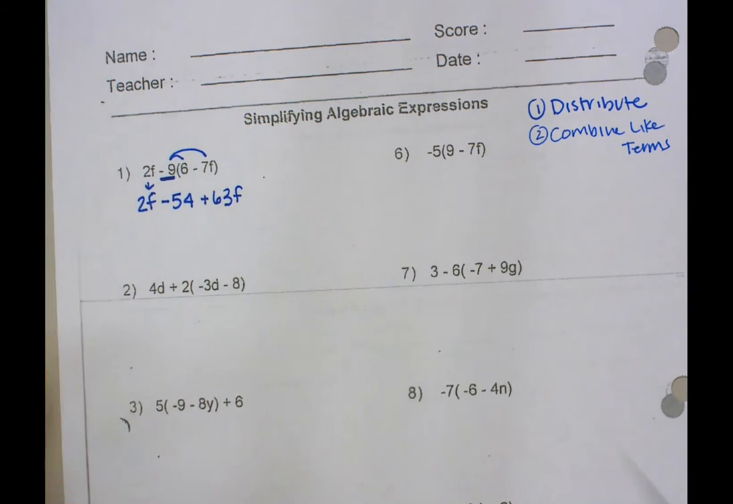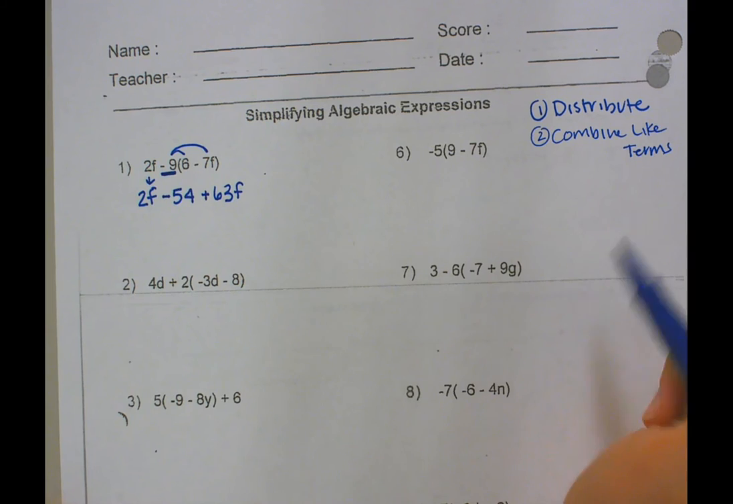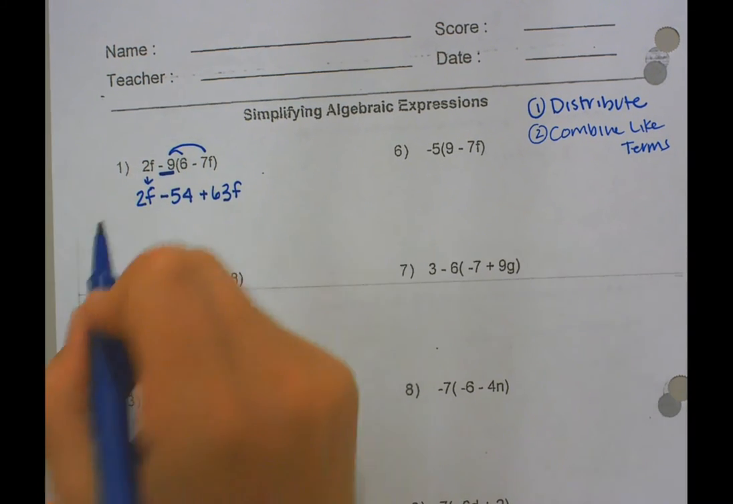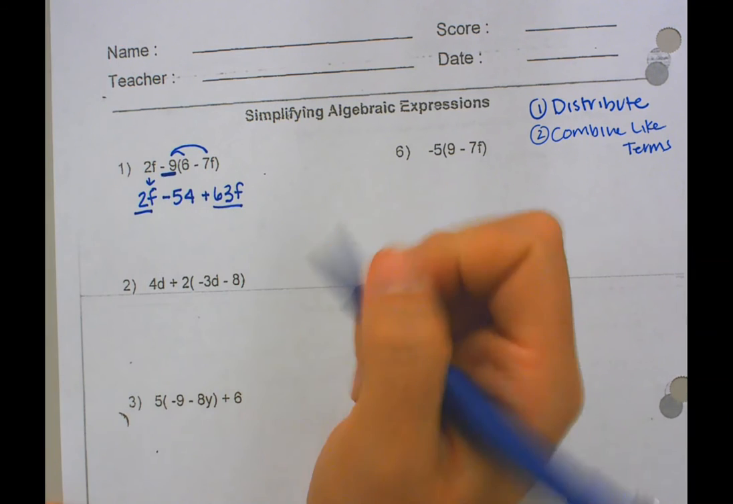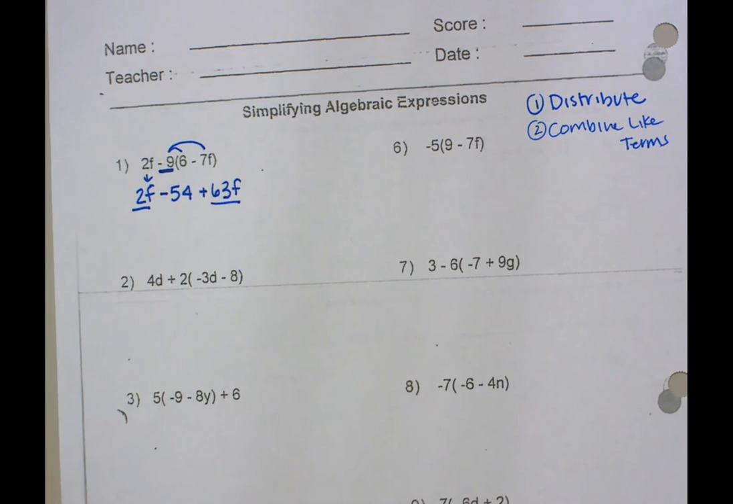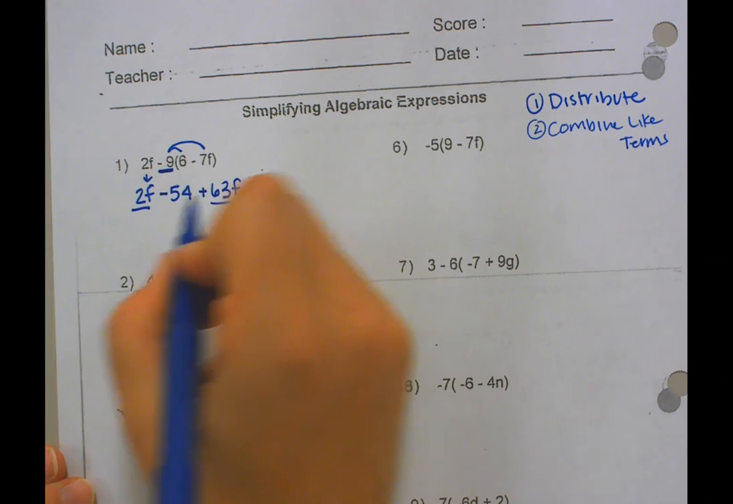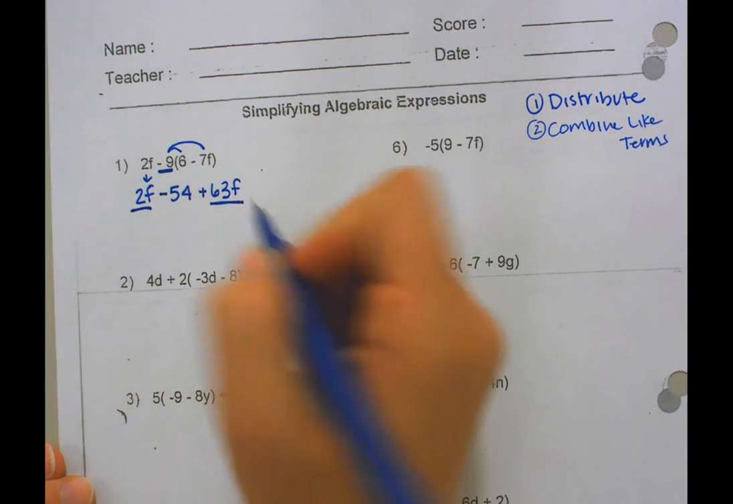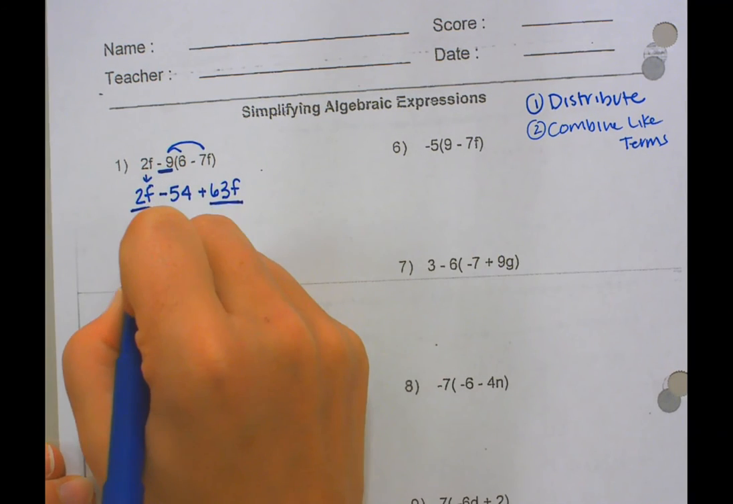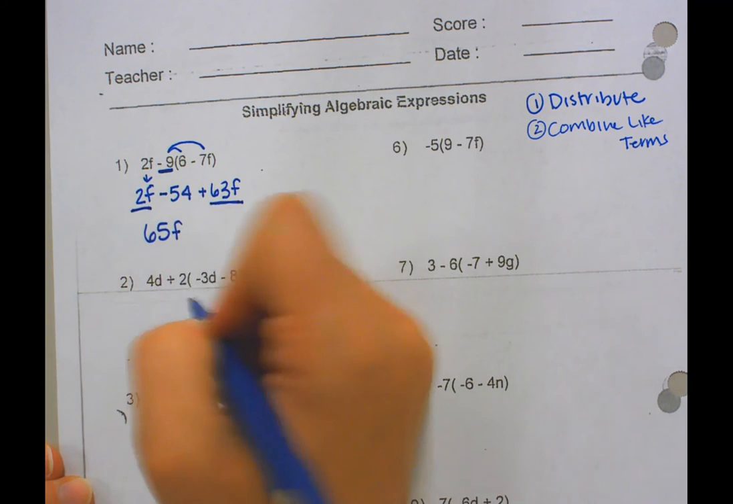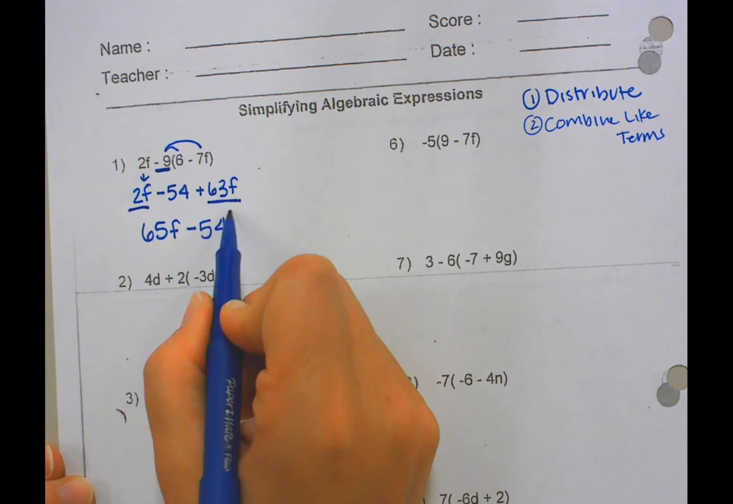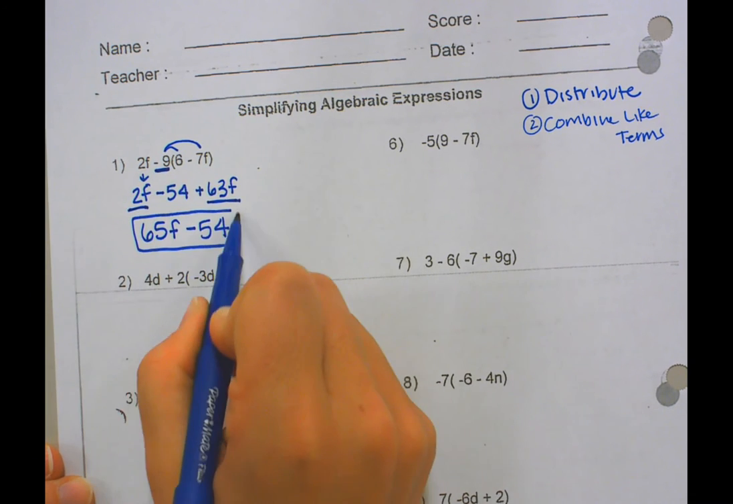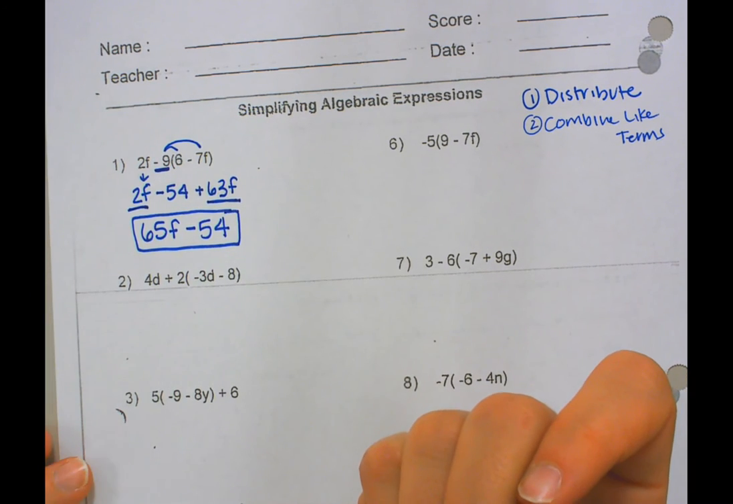So I distributed to get rid of my parentheses. So now I'm going to combine any like terms. So for this problem, I have 2f is a like term with 63f. They're both numbers with one f in them. So if I combine those, +2f and +63f would become 65f. And then there's nothing to combine with my -54, so I just bring that down. So my simplified answer would be 65f minus 54.